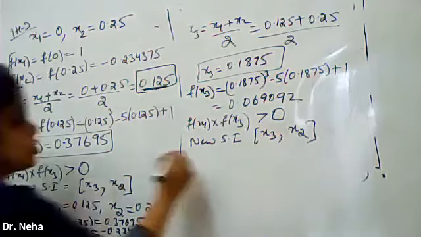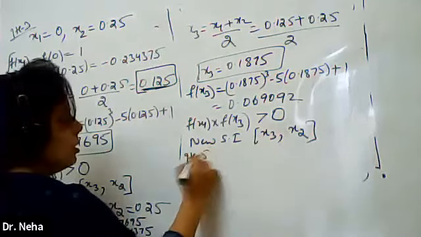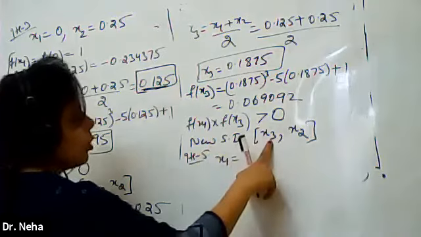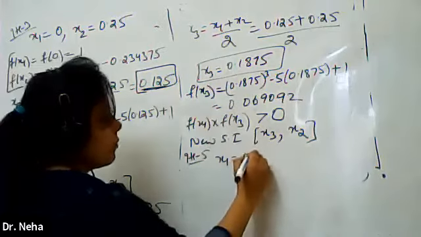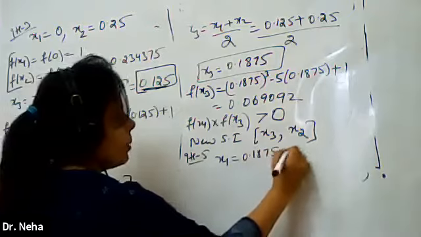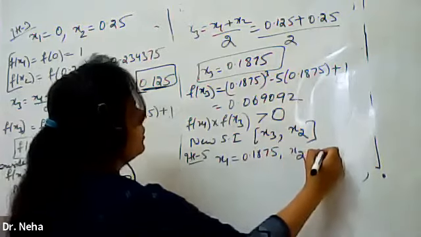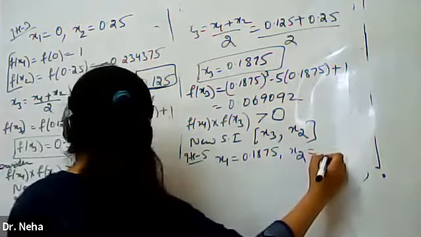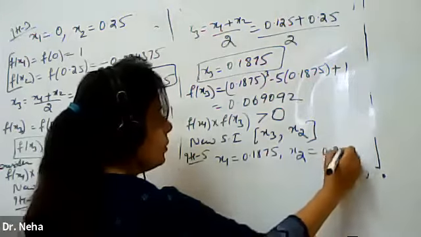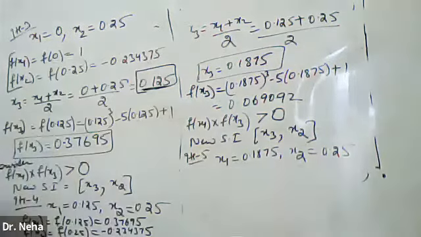For the next iteration number 5, x1 will be x3 now. That means 0.1875. But x2 will remain same. That means 0.25. Clear? Now, how we will check that we have arrived at the answer or not?